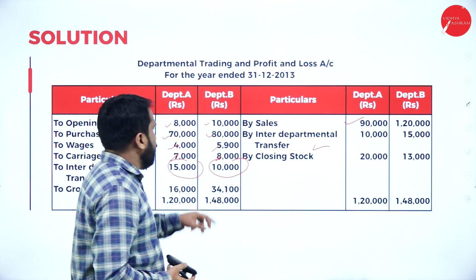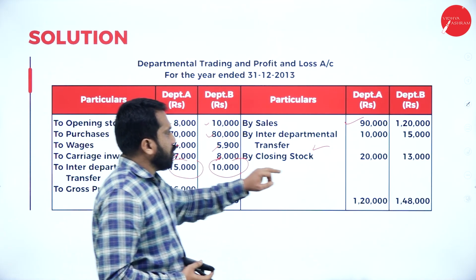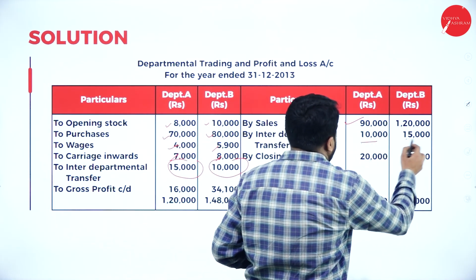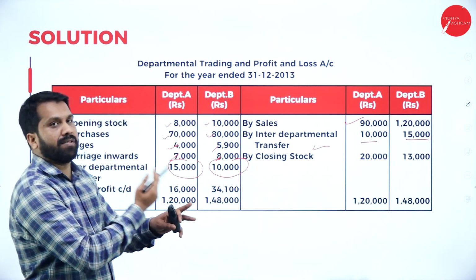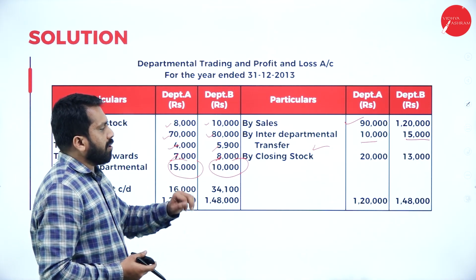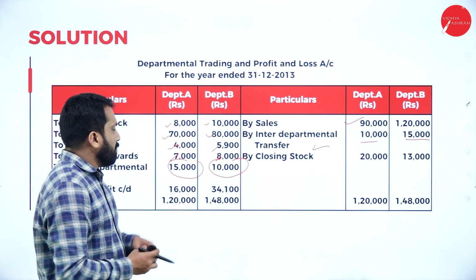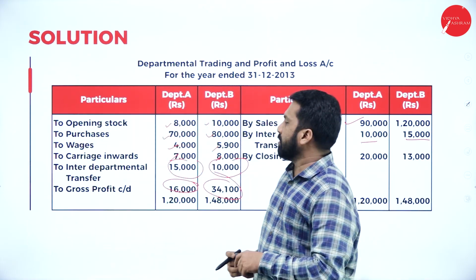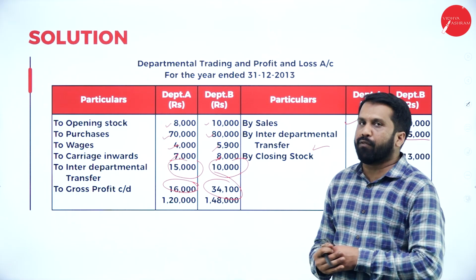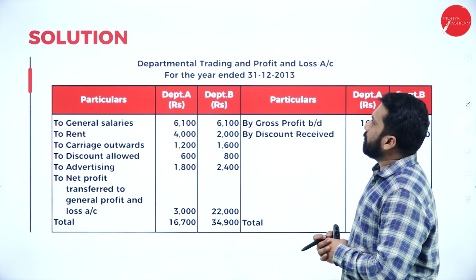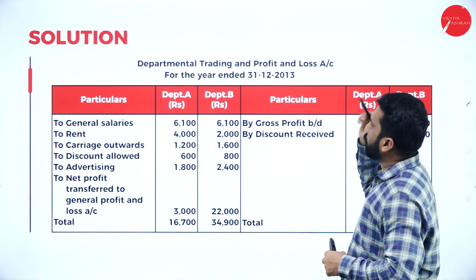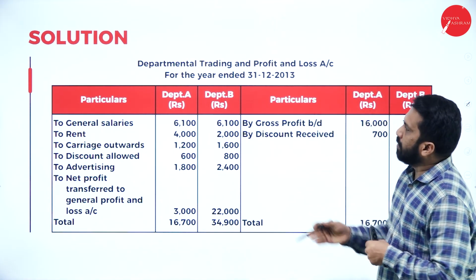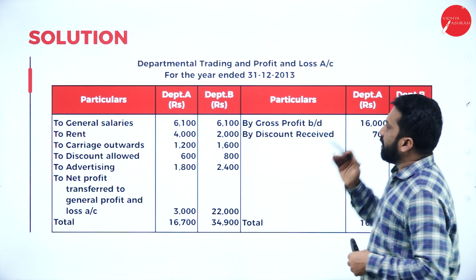Interdepartmental transfer: if 10,000 is debited to B, it should be credited to A. Similarly, 10,000 and 15,000, it is always vice versa. Then closing stock is also taken. Take the total, and from the total, if you minus, you will get 16,000 and 34,000. That is your gross profit. Once you are done with gross profit, prepare the departmental trading and profit and loss account for the year ended 31st March 2013. These are the particulars of A and B.